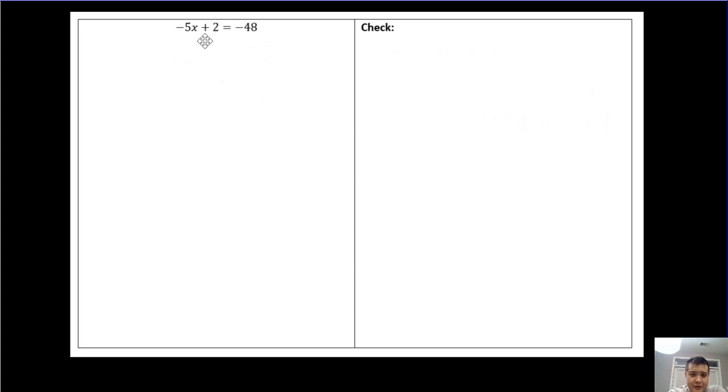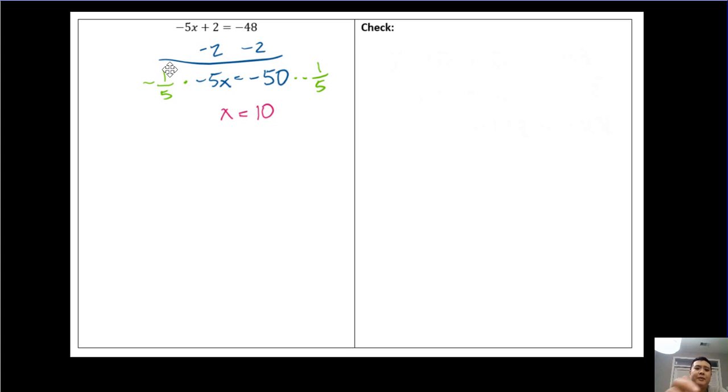What you first should have done was subtracted 2 from both sides, which would have gotten you negative 5x equals negative 50. Get rid of the negative 5 by multiplying by negative 1/5 or dividing by negative 5, however you think about it. And we again get to do our favorite thing in the world, cross canceling. 5 goes into 50 10 times and goes into 5 one time. And so therefore we get x equals 10 because these two negatives cancel out.